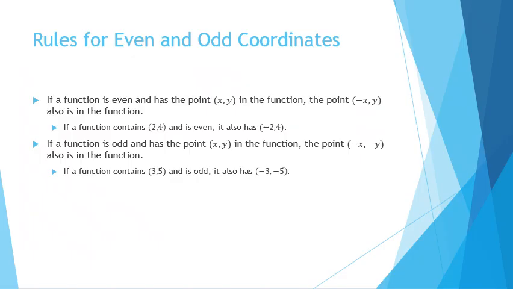All right, so rules for even and odd coordinates. These are also pretty important. If an even function has the point x comma y in the function, then the point negative x comma y is also in the function.